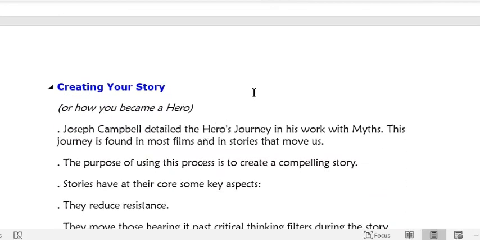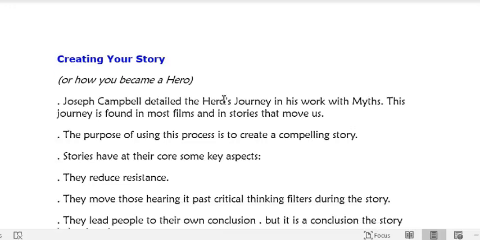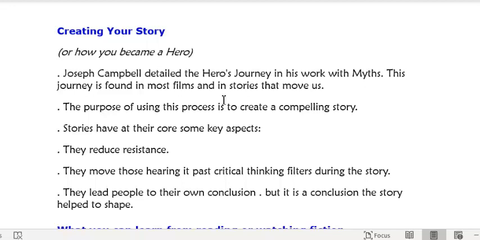So creating your story, or how you became a hero. Now, Joseph Campbell detailed the hero's journey in his work with myths. He has a book called The Hero with 1,000 Faces. Very complicated book, but it did spark a revolution, especially in filmmaking and blockbuster books. So this journey that he talks about, the hero's journey, you're going to find it in most of the major stories. Even that Queen's Gambit Netflix series I was talking about, she follows the hero's journey perfectly.